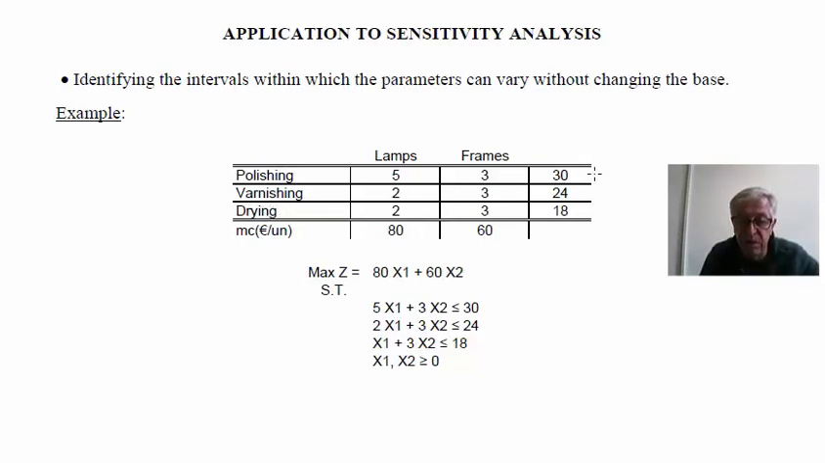So the availability of these departments is as follows. In the polishing department, we have 30 hours a day. In terms of the varnishing, we have a quantity of 24 centiliters available per day. And in terms of drying, we have 18 hours a day.